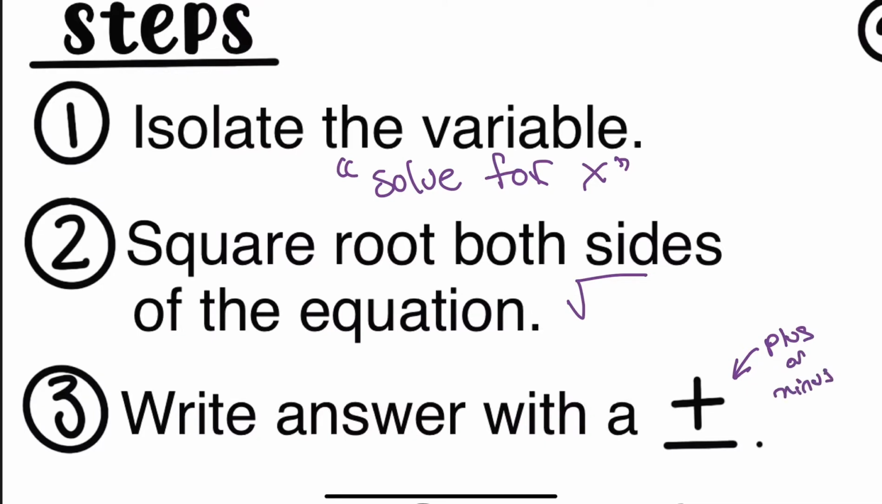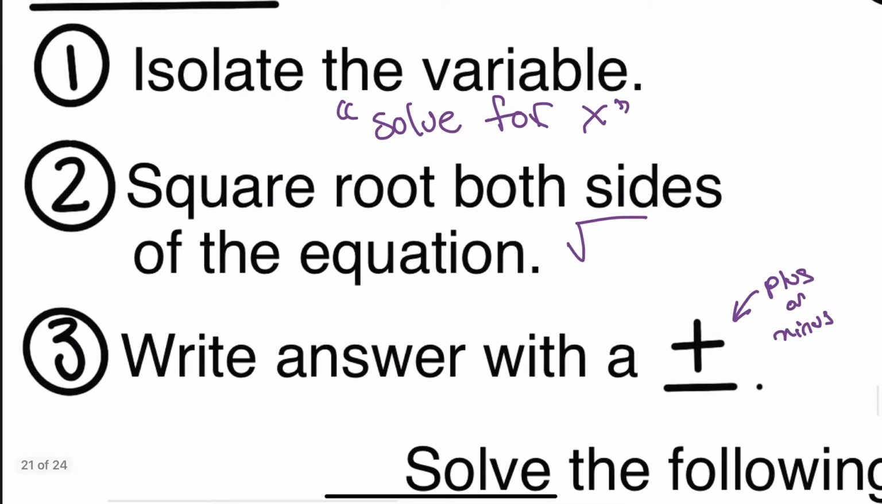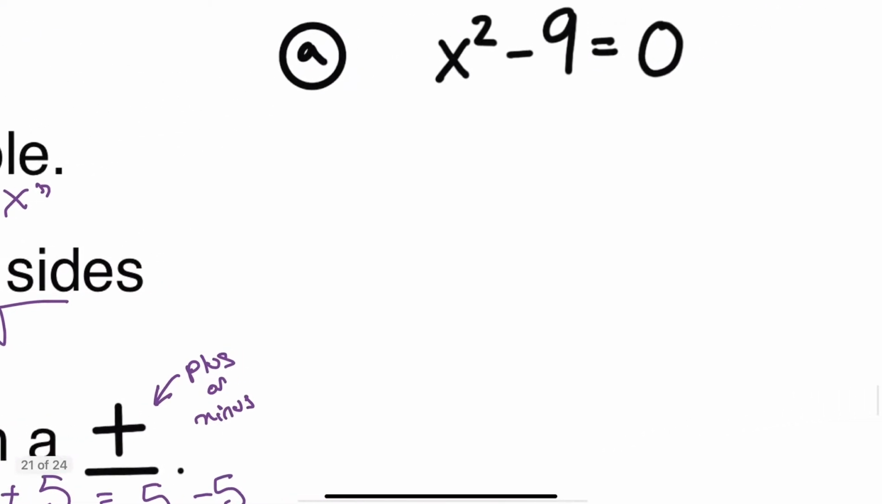And basically what this means is that we're going to end up with 2 answers. We have a plus or minus, let's say 5. That'll be the same thing as saying that we have a positive 5 and a negative 5. It's just a more condensed way to write it. But that's the idea. Solve for x, square root both sides, write your answer with a plus or minus, and you're good. So let's try out the examples that we have up here.